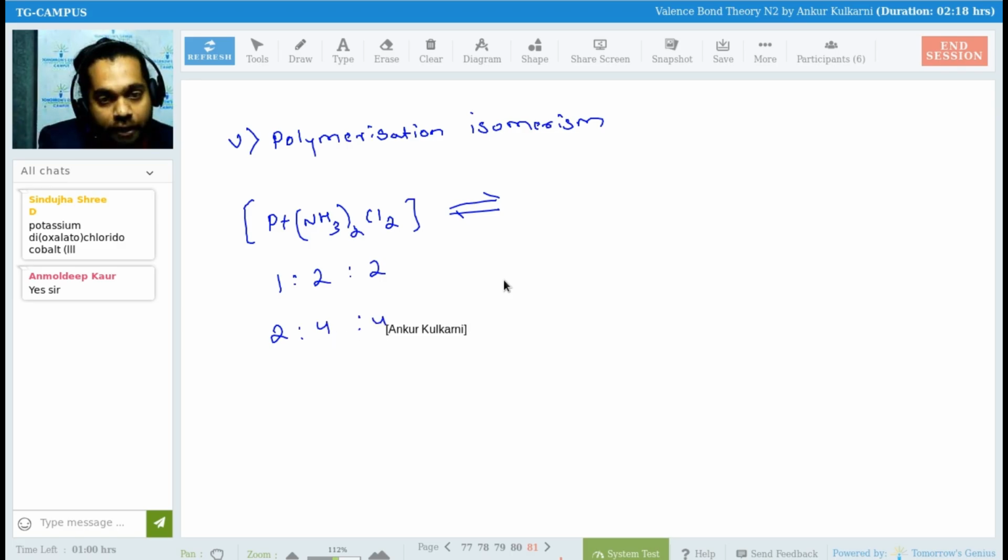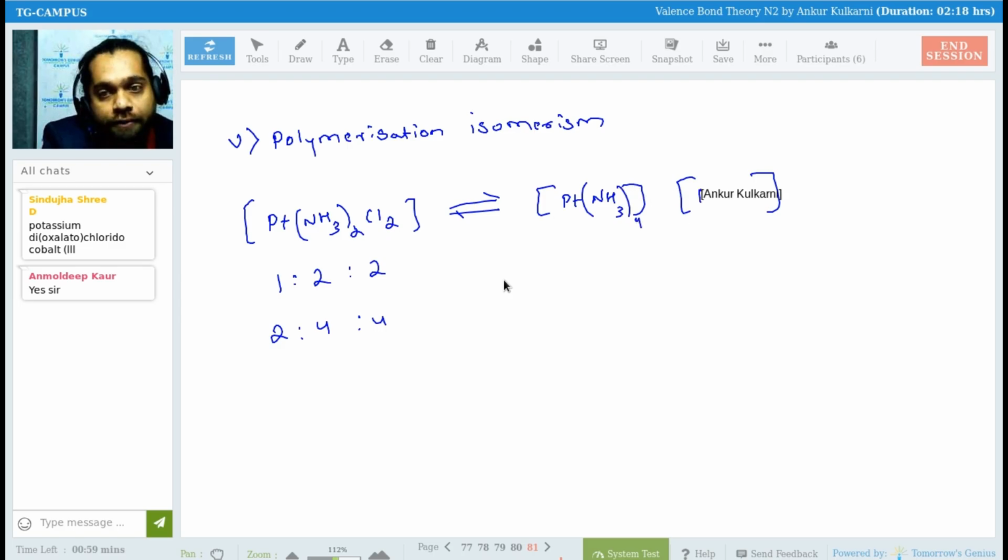So what will I get over here? I will have 2 platinum. Now 2 platinum, I cannot write it in a single coordination sphere. Are you getting it? I cannot write 2 platinum metals in a single coordination sphere. So I will have a complex which has two coordination spheres here. One where I have platinum and ammonia 4, and one with the platinum with chloride 4 here. I hope you're getting it.